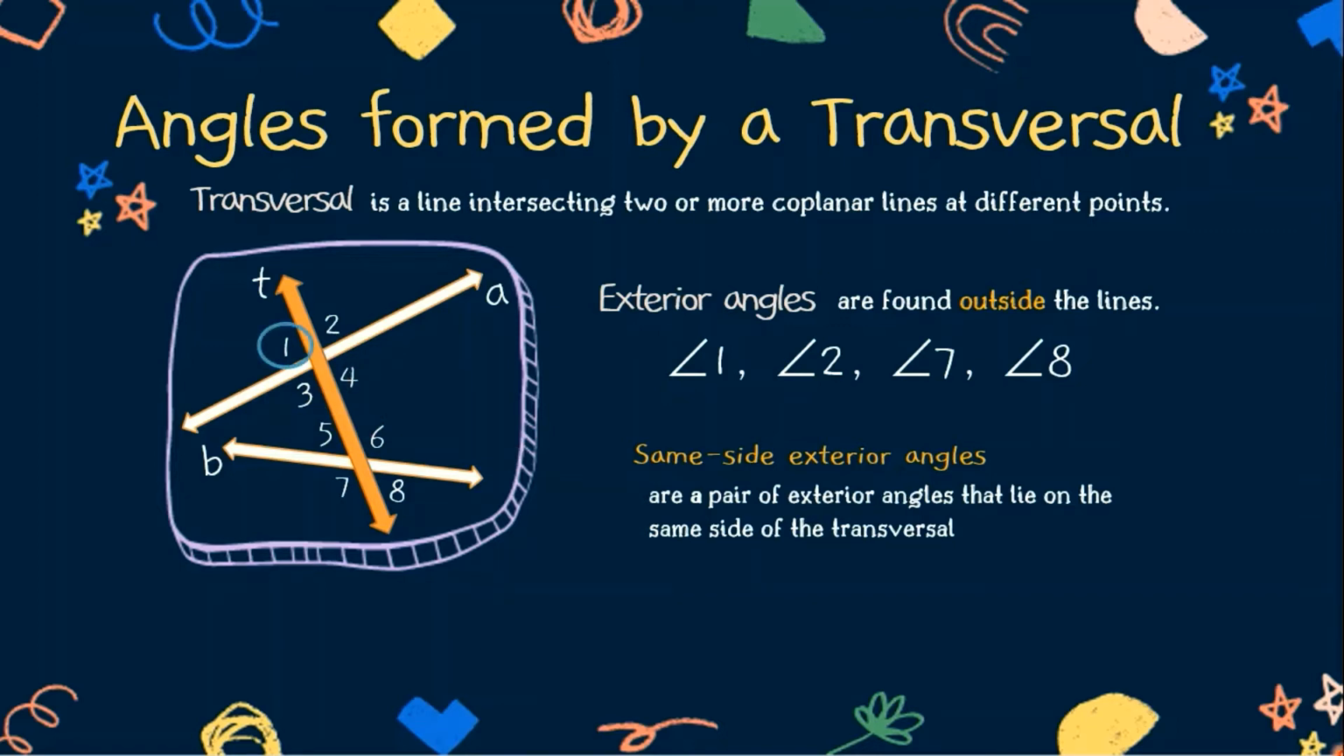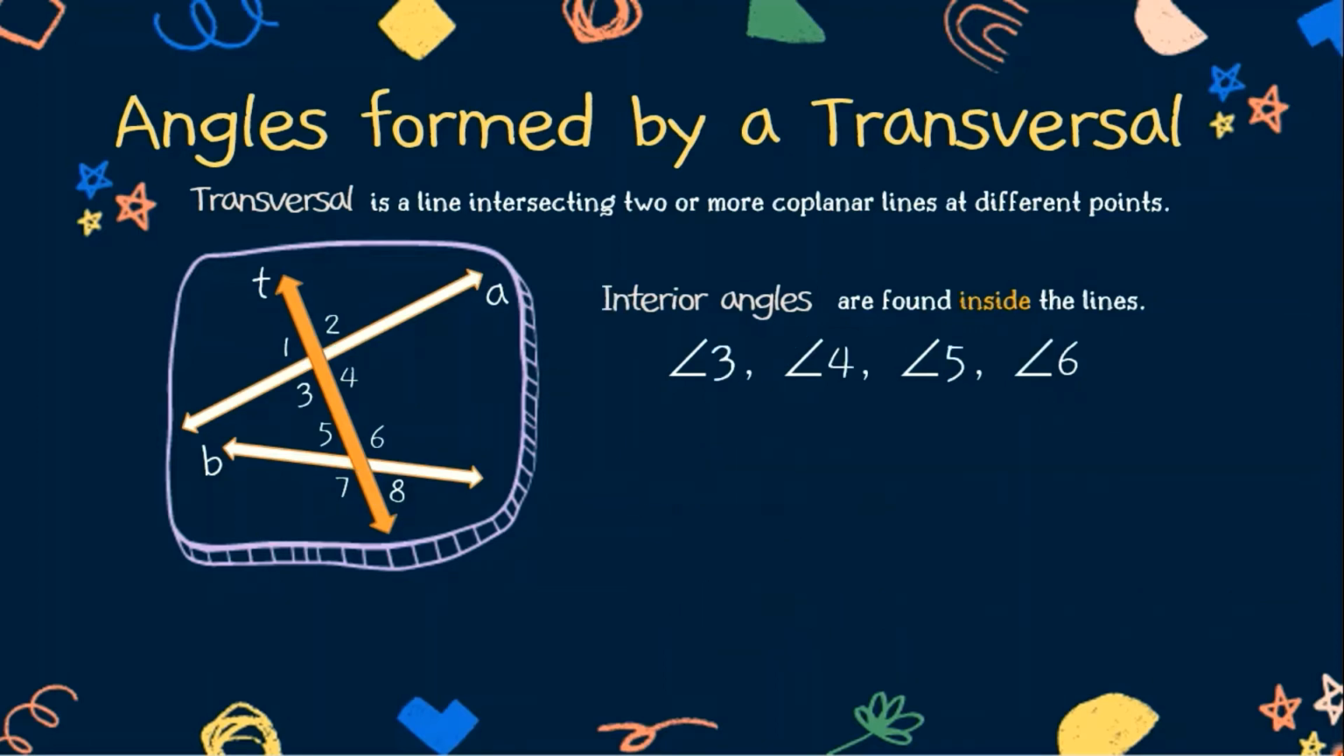Let's start. We have angle 1 na nasa left side ng transversal, kaya yung kanyang kapares ay angle 7. Angle 1 and angle 7, this is a pair of same side exterior angle. Another pair, we have angle 2 and angle 8. Angles 2 and 8 are found on the right side of the transversal. Therefore, we have 2 pairs of same side exterior angles from this illustration.